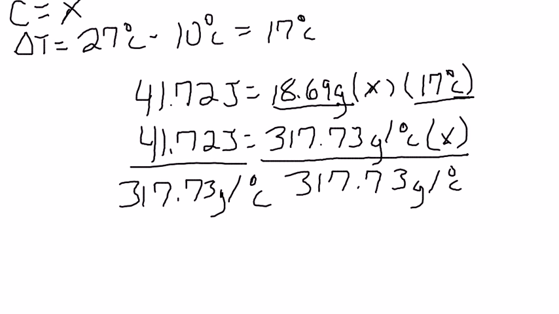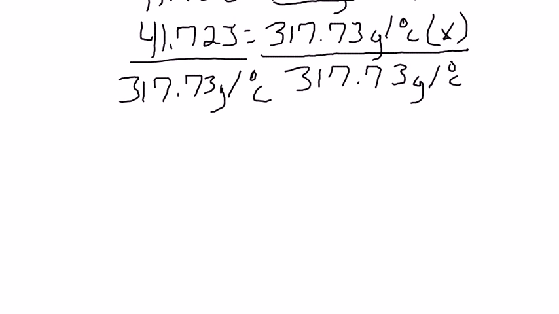Now, once you have this set up, you're going to take 41.72 joules and divide it into 317.73 grams per degrees Celsius. Once you do that, you will get a specific heat of 0.13 joules per gram degrees Celsius is equal to C, our specific heat.